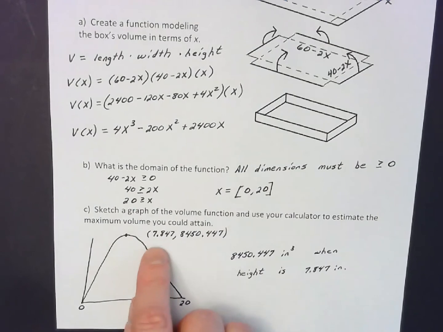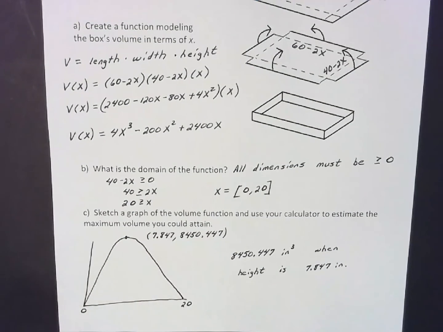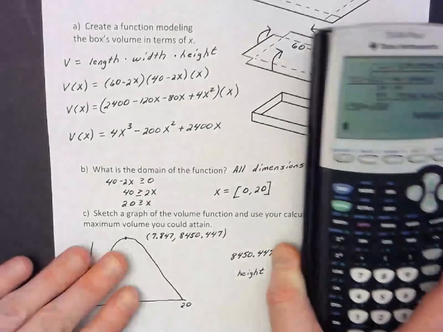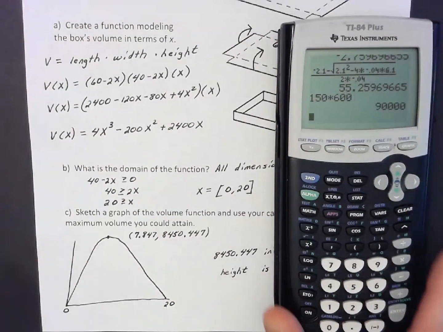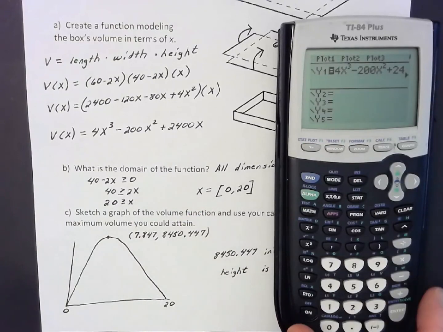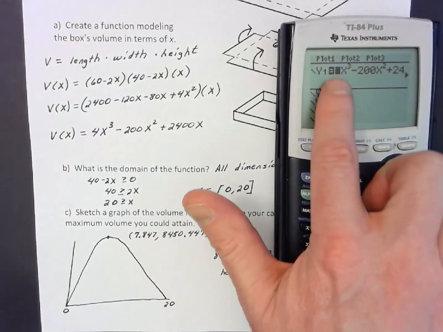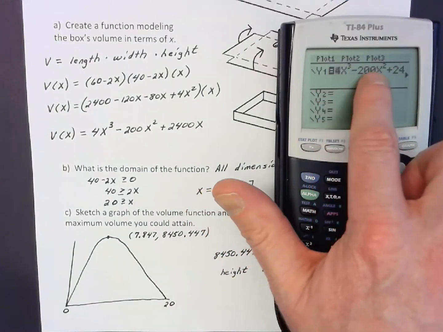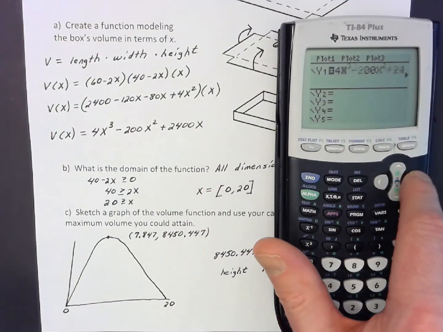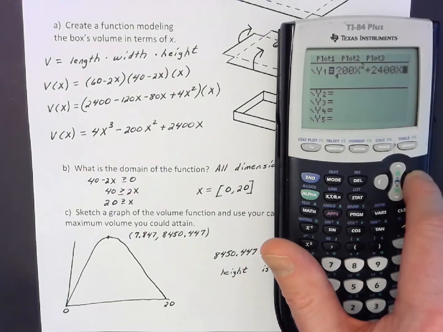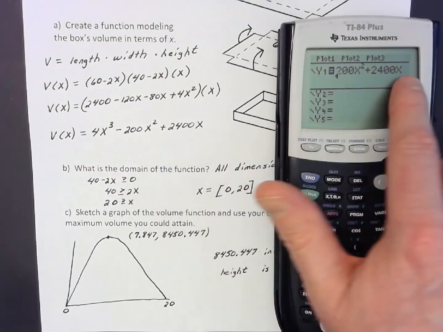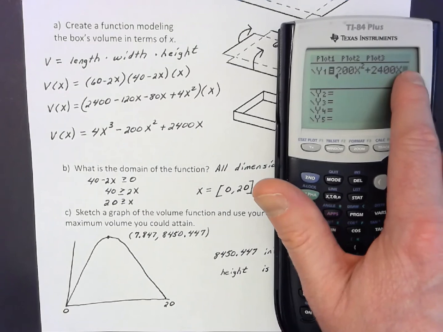So now I went down and I graphed this function out. In order to graph it, I used my reasonable domain to help me out in the problem. So let me show you what I did. I typed the function into y1 on the calculator, the 4x cubed minus 200x squared plus 2400x. So I just typed the function into y1.